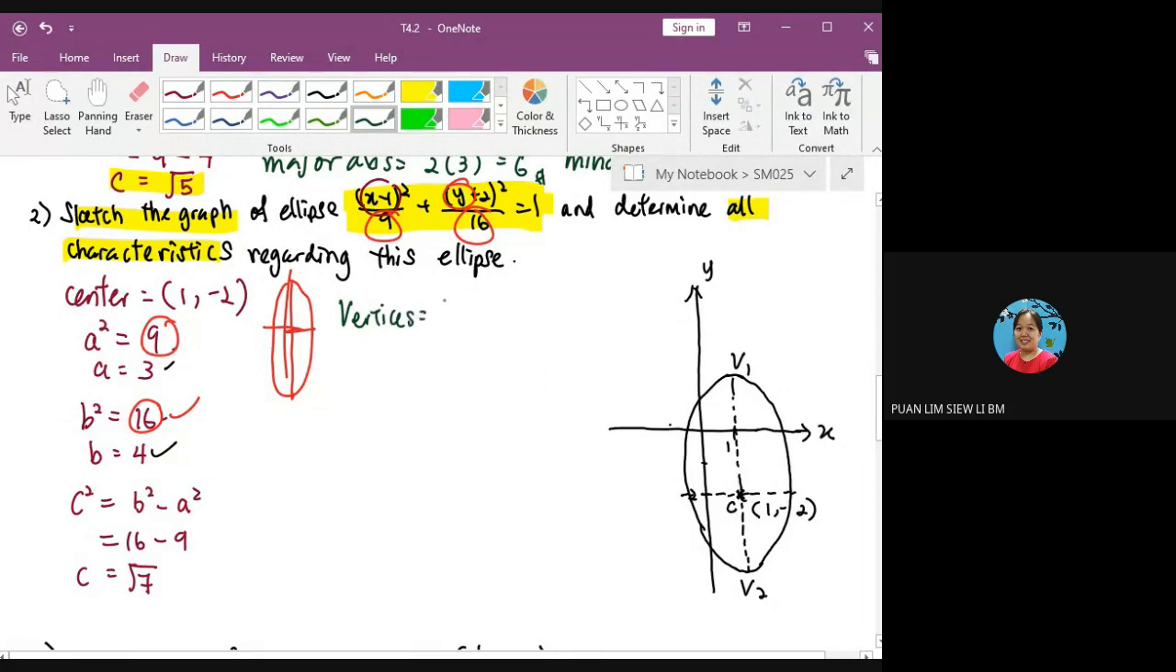Okay, so we can find our vertices. Vertices di mana x koordinat tak bertukar. Then -2 sebab dia anjak ke atas kan. So anjak ke atas dia akan ambil tambah 4. Lagi satu koordinat, dia anjak ke bawah, dia tolak 4. So jawapan dia ialah 1, 2. So sini 1, 2. Ini 1, -6. Sambil kira, sambil label.